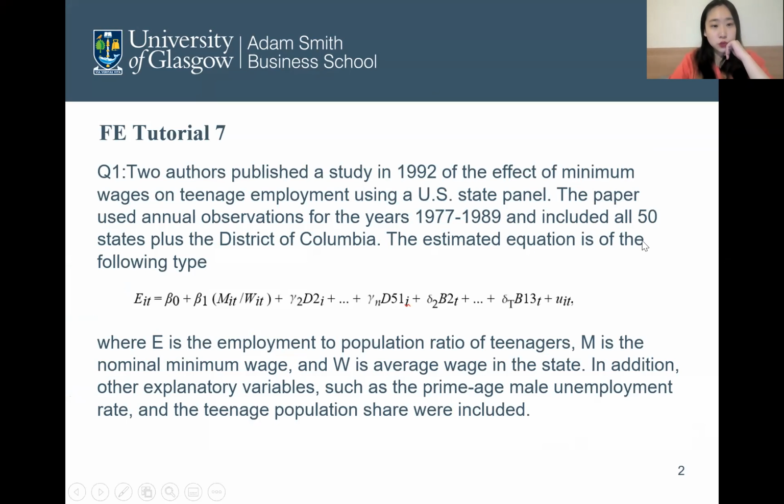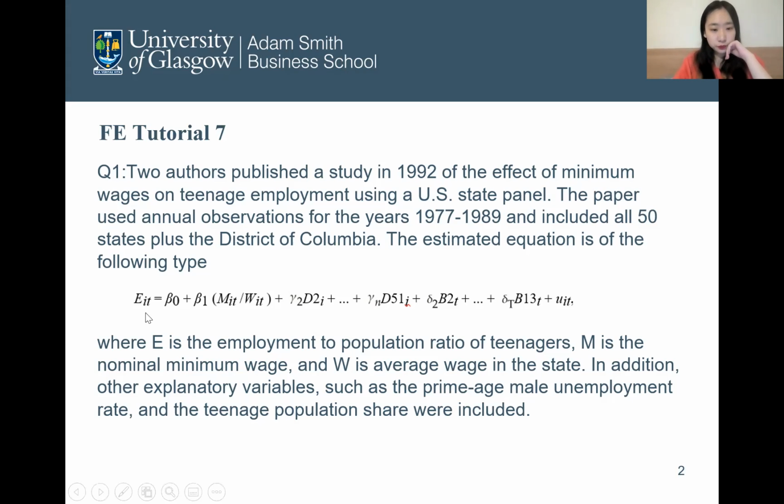The first one is: two authors published a study in 1992 of the effect of minimum wages on teenage employment using a US state panel. The paper used annual observations for the years 1977 to 1989 and included all 50 states plus the District of Columbia. The estimated equation is of the following type.